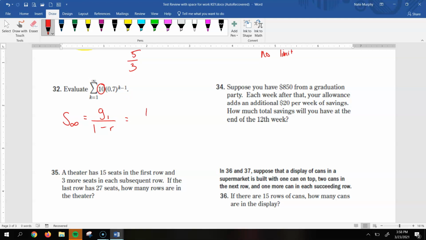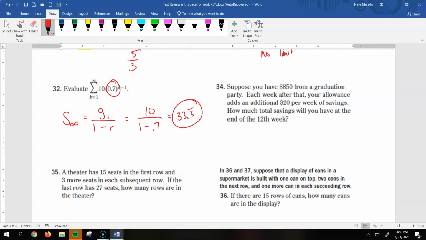Okay, so we know the first term is going to be 10. Our constant ratio is 0.7. That's what our common ratio would be, 0.7. So if I take 10 divided by 1 minus 0.7, or 10 divided by 0.3, we get 33.3 repeating. So that would be the sum of that series.